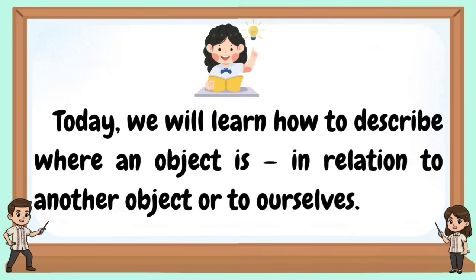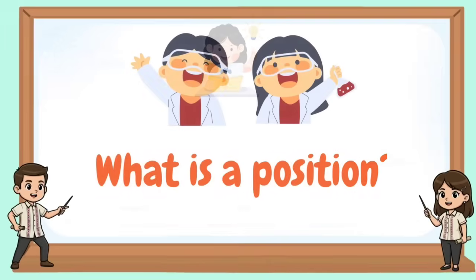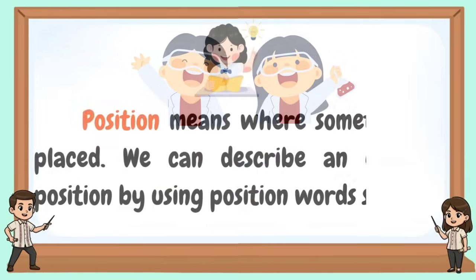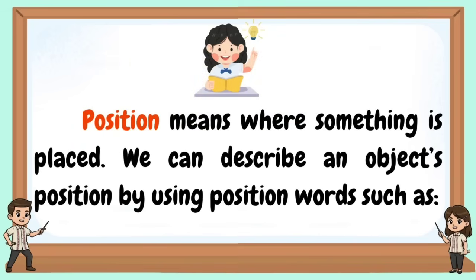Today, we will learn how to describe where an object is in relation to another object or to ourselves. What is a position? Position means where something is placed.